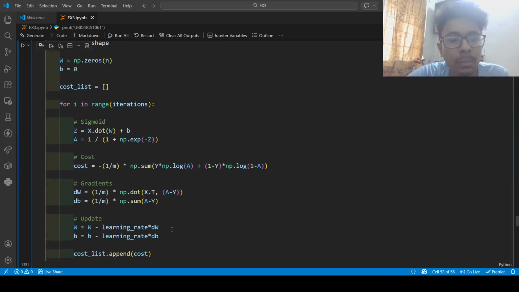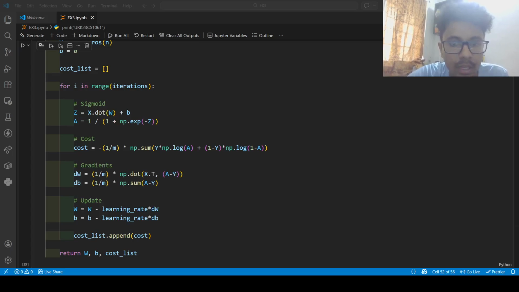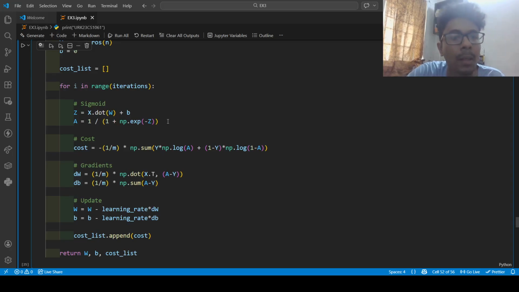Yes, now comes the important question. Sigmoid function. This sigmoid function is like a probability predictor function. Why do we use this? It converts the values into the range of probability between 0 and 1. The formula we use here is A equals 1 by 1 plus e raised to minus z. I have used the same implementation here.